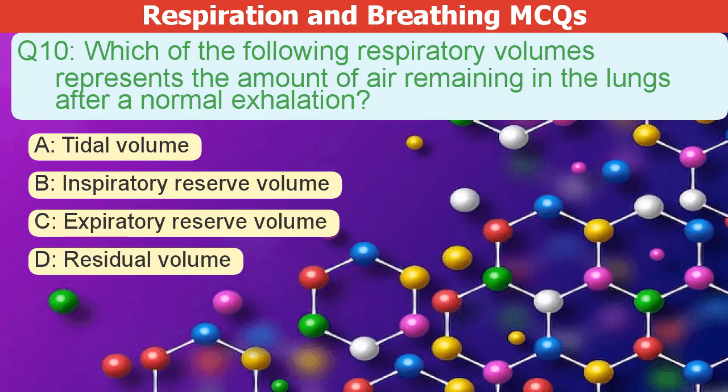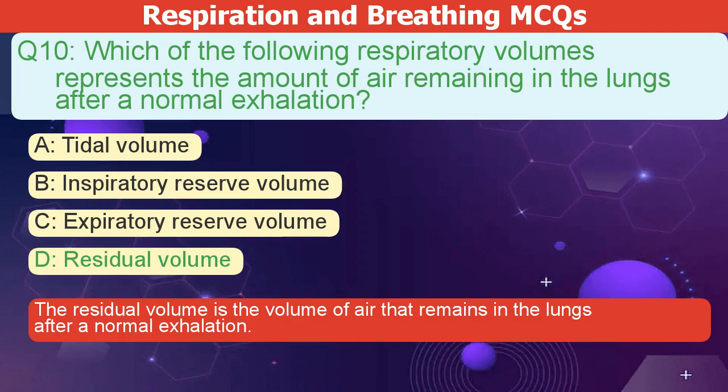Which of the following respiratory volumes represents the amount of air remaining in the lungs after a normal exhalation? A. Tidal volume. B. Inspiratory reserve volume. C. Expiratory reserve volume. D. Residual volume. The correct answer is D. The residual volume is the volume of air that remains in the lungs after a normal exhalation.